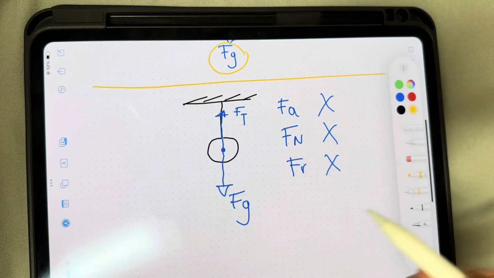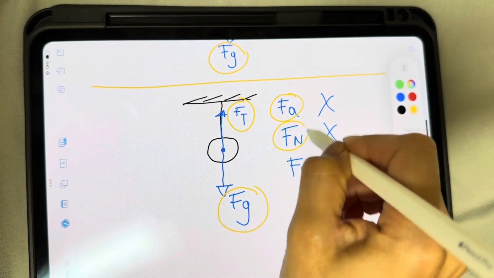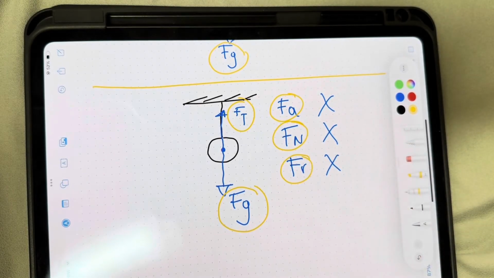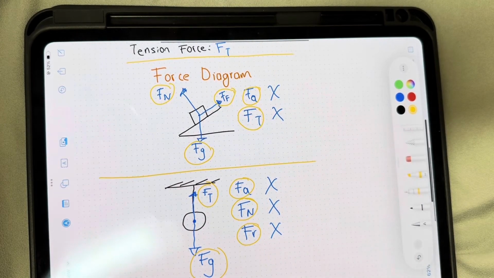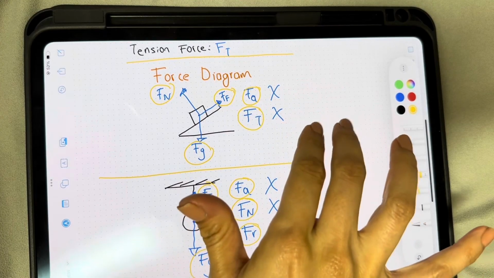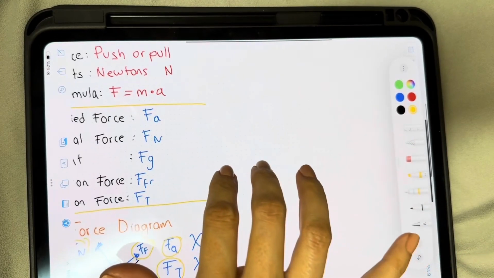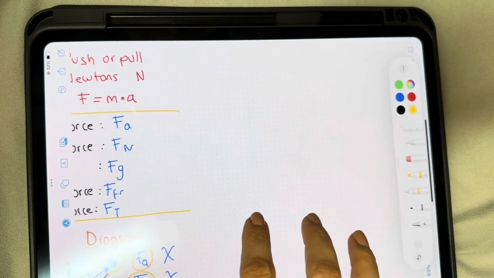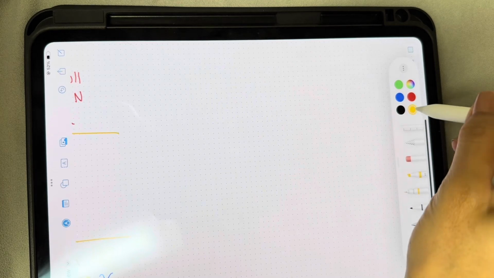No, so friction is not present. And then you can check just to make sure. 1, 2, 3, 4, 5. 5 forces. And that's it. Okay, this is the graphic analysis for forces. But what if you need to do a more mathematical analysis?